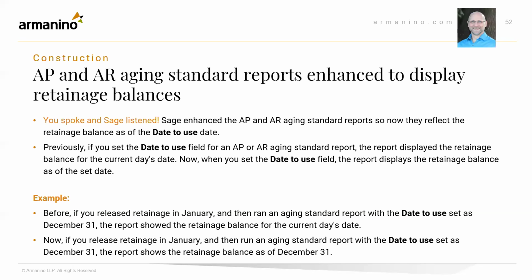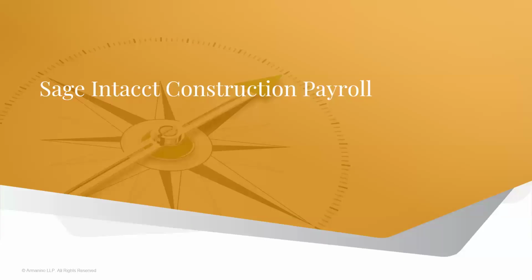Now it actually pays attention to the date to use set. In other words, it acts like you would think it should have behaved from day one, right? But now it does. So it will only show the retainage in this case through December 31. It won't include those January balances.